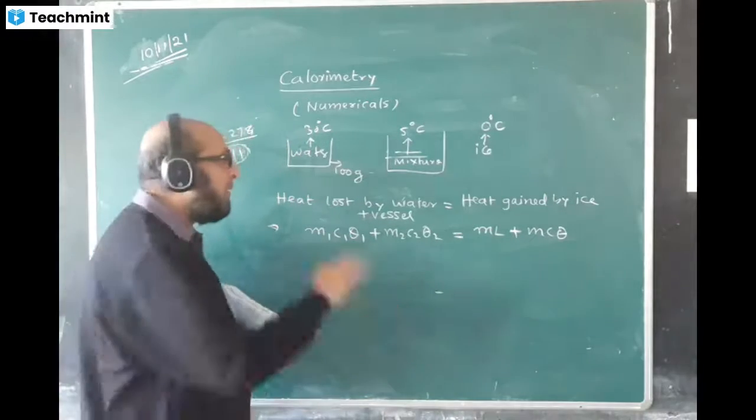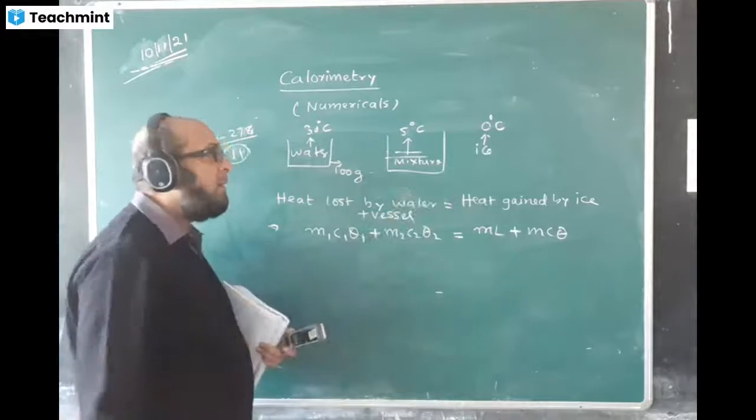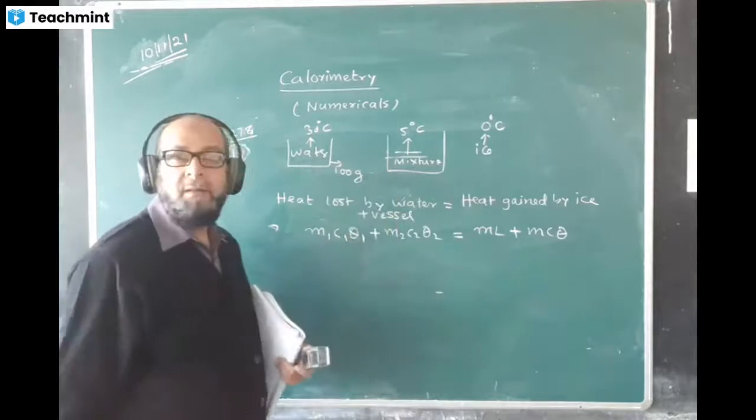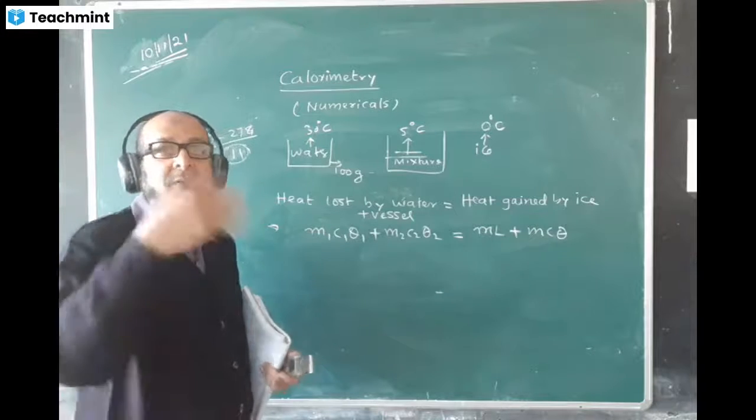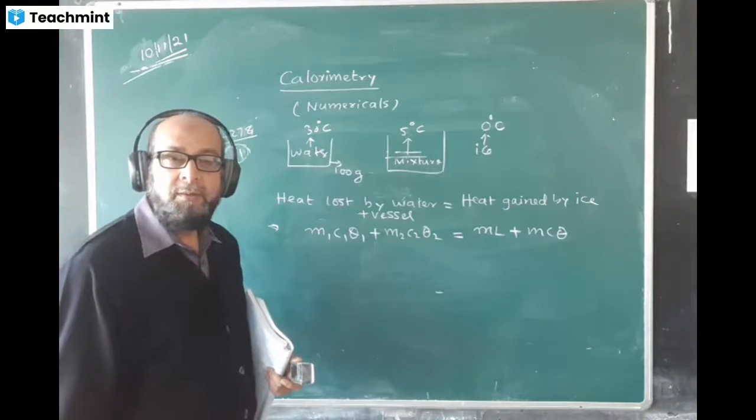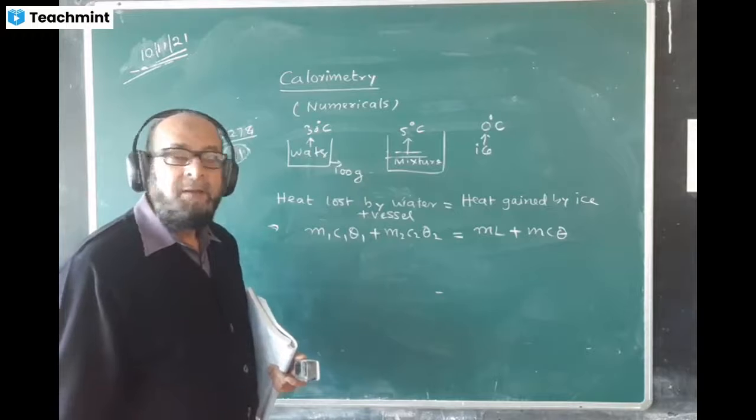So if it was 0, then only ML. If it is 0, then MC theta will not come. You are just melting, no? Yes, sir. Understood? Yes, sir.